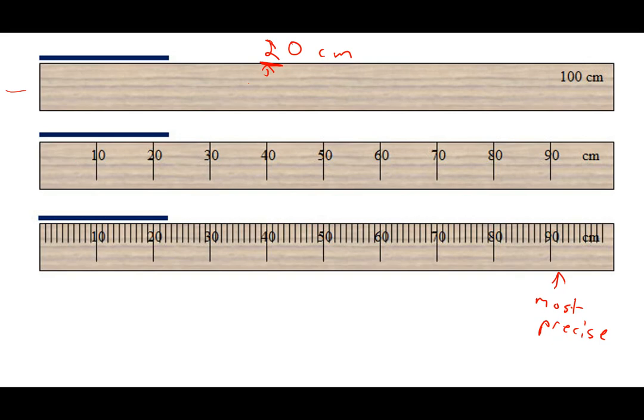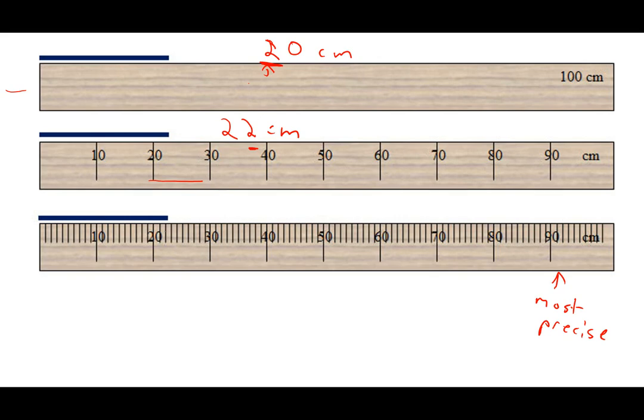Down below, here we have more markings at each 10 centimeter mark. Here I know now it's in between 20 and 30. So I'm going to estimate this somewhere between 20 and 30. Let's just say 22 centimeters. This right here is the estimated digit. I know it's in between 20 and 30, so this first 2 is not estimated. The second digit is what's estimated.